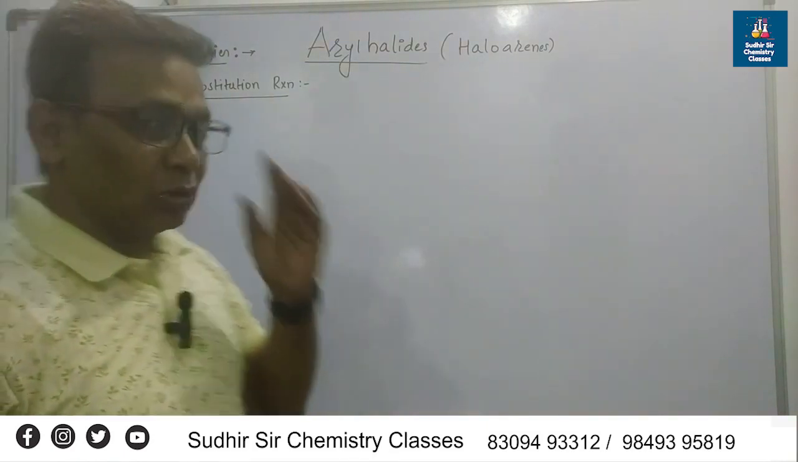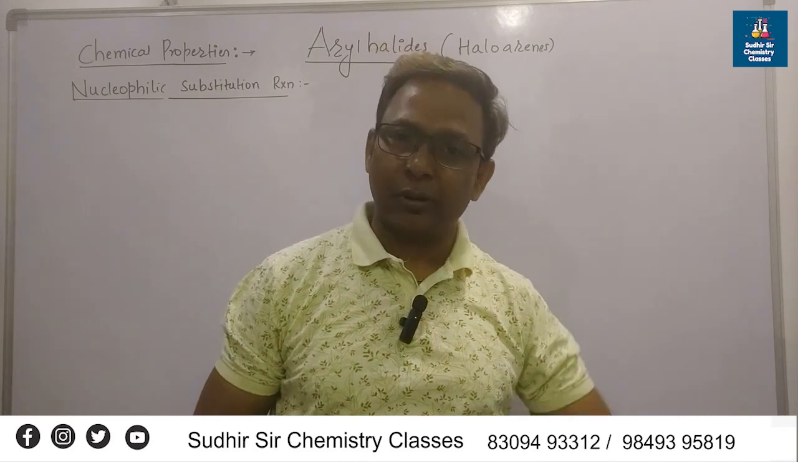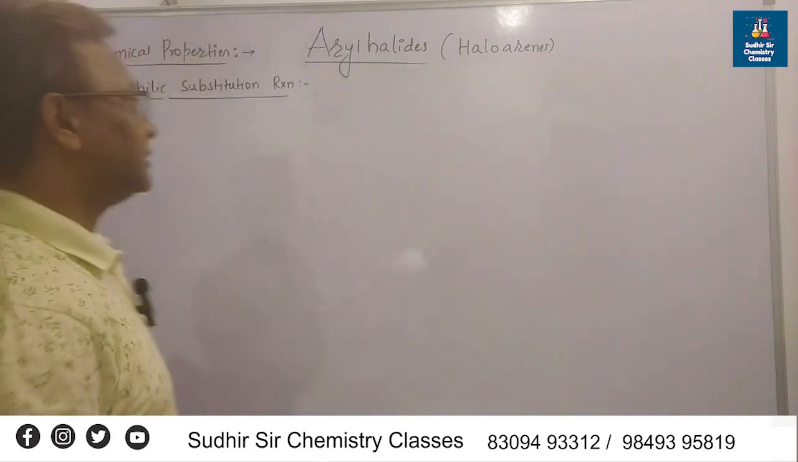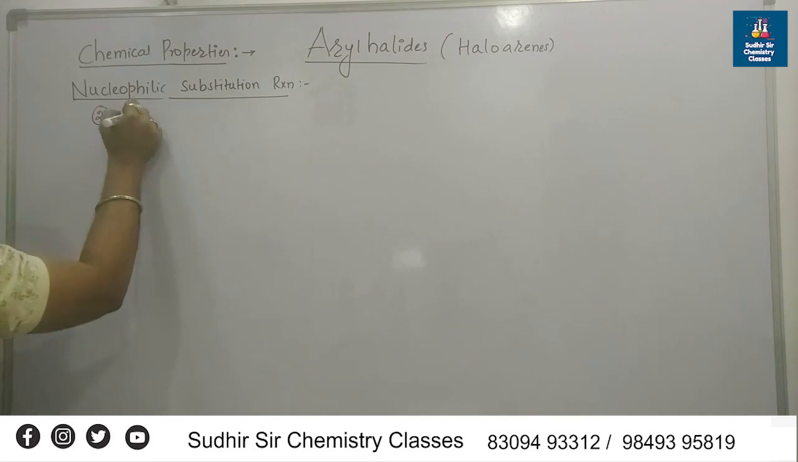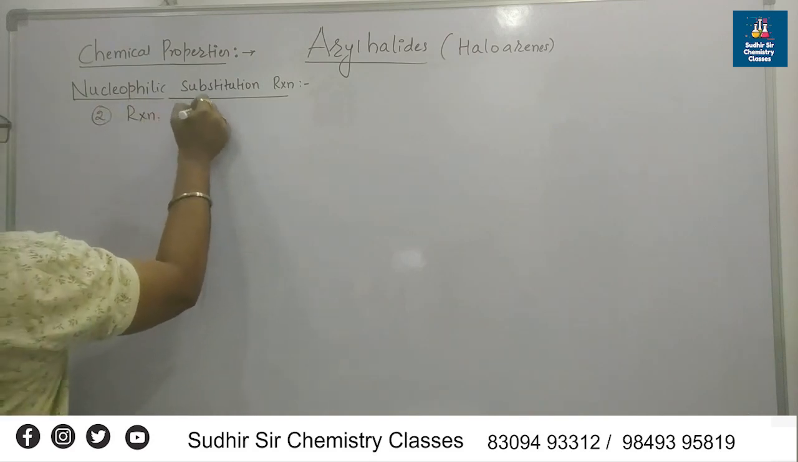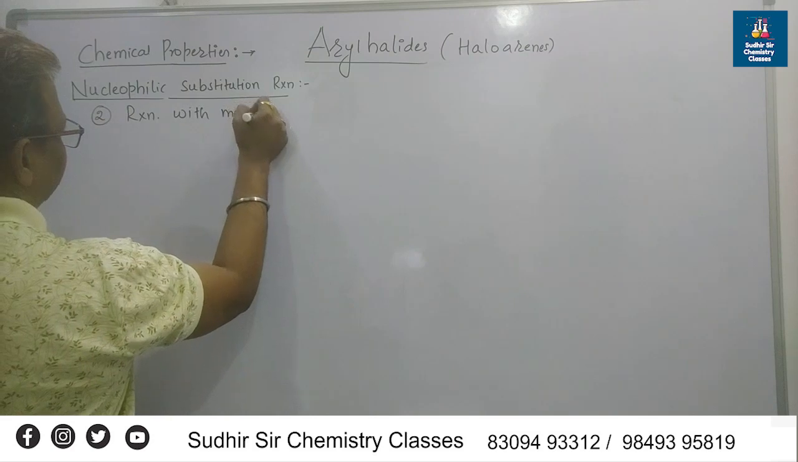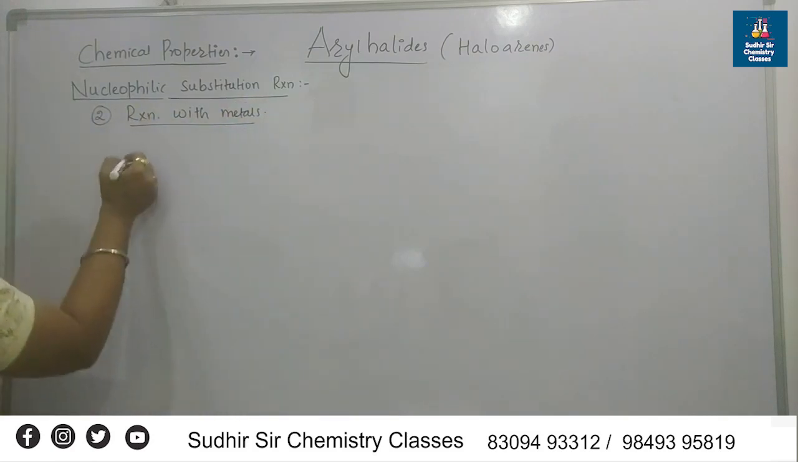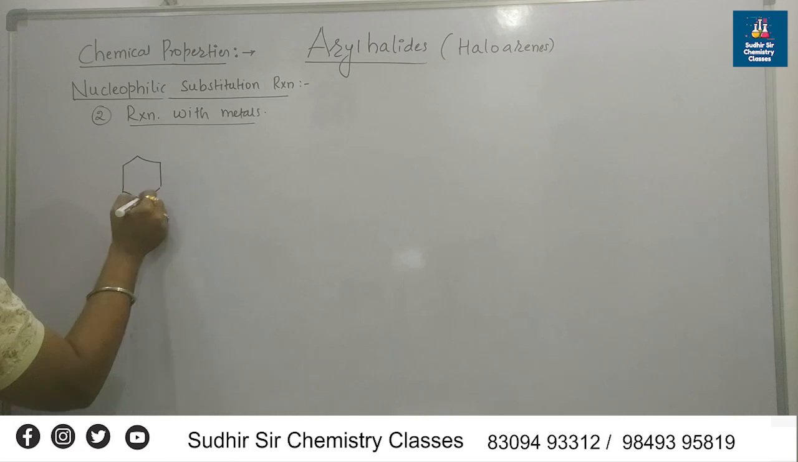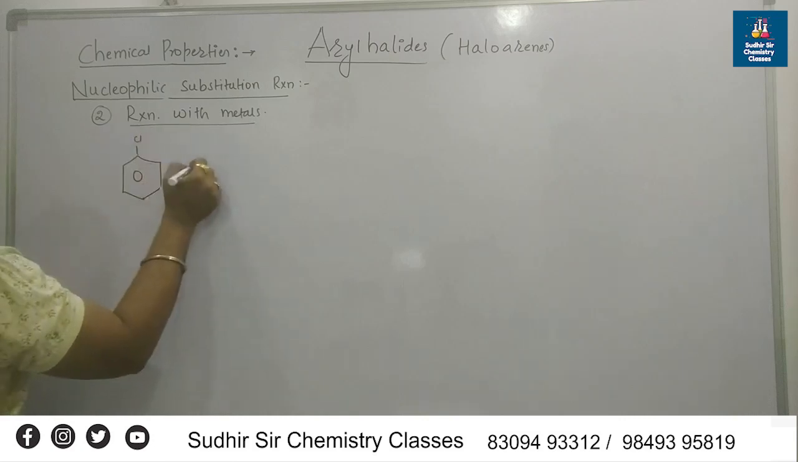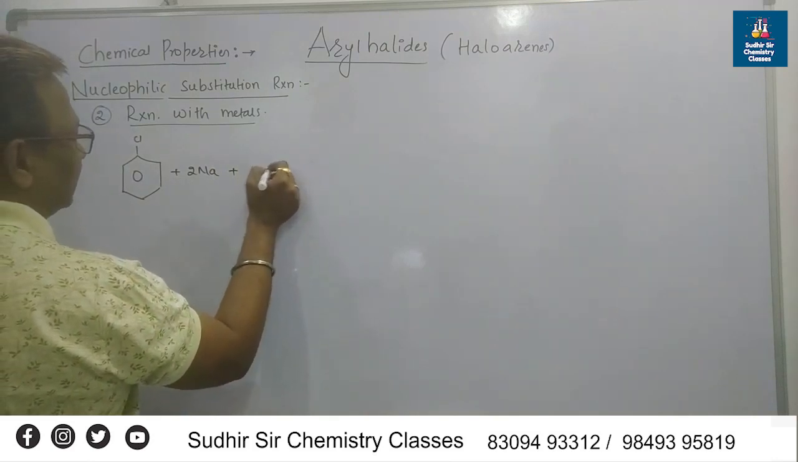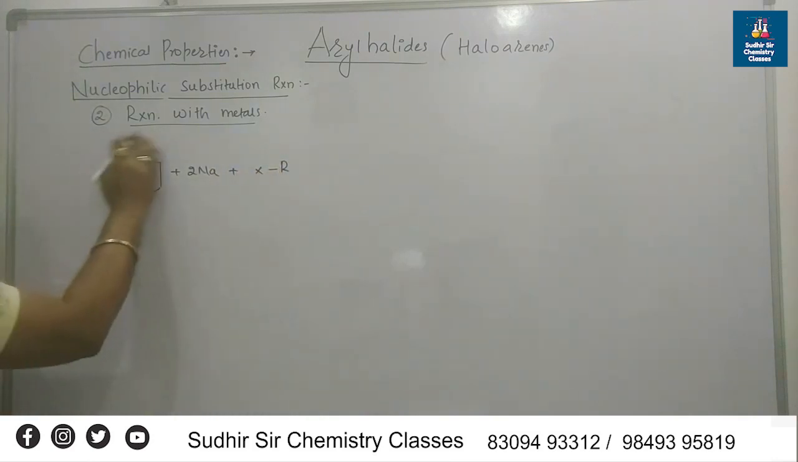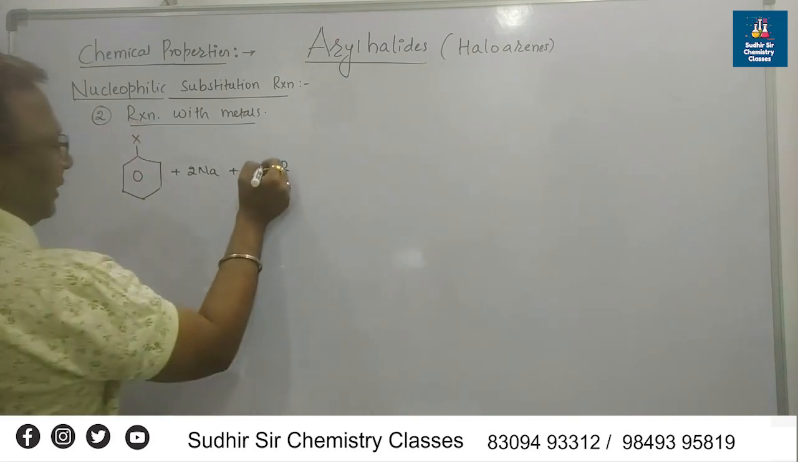Now beta, after this nucleophilic substitution reaction, that is replacement by hydroxyl group, the other one we'll see is a reaction. This was nucleophilic substitution. The second one is reaction of this aryl halide with the metals. That means we can say here, reaction with metals. For example, if we have the aryl halide, beta, this is an aryl halide, then 2 moles of sodium, and we'll take 1 mole of alkyl halide, RX, right beta? I'll take here also X. Beta, 1 mole of alkyl halide RX.